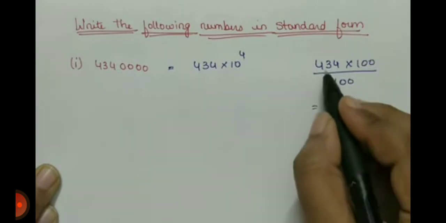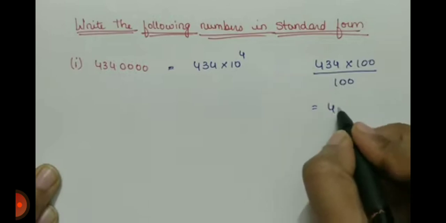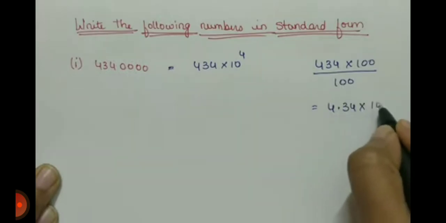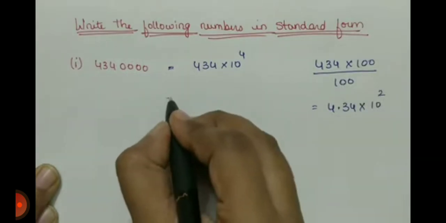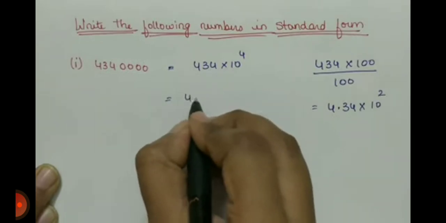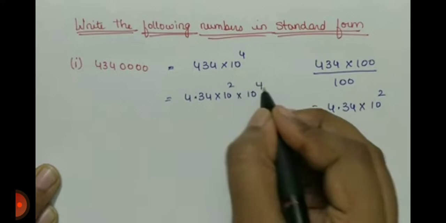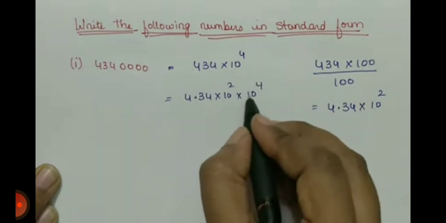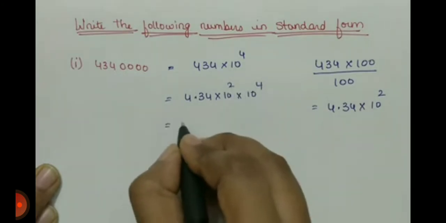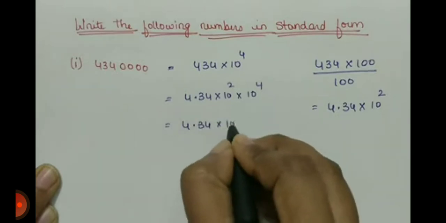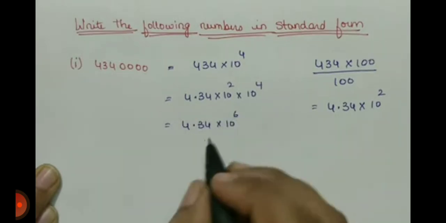Now it is equal to 434 divided by 100, which is equal to 4.34 into 10 square. So 434 equals 4.34 into 10 square into 10 to the power of 4. Bases are same, so add the exponents. 4.34 into 10 to the power of 6. It is in standard form.